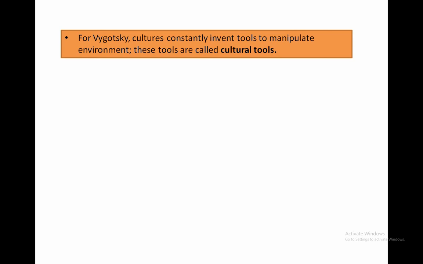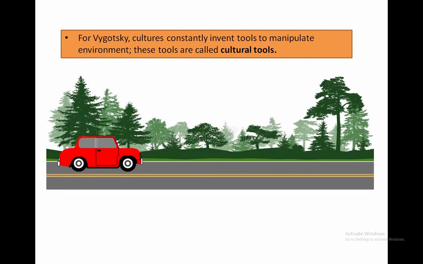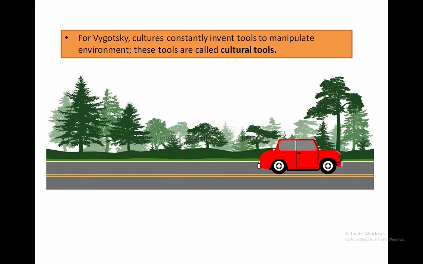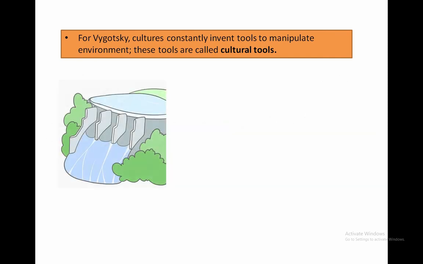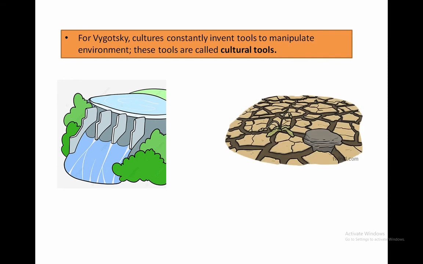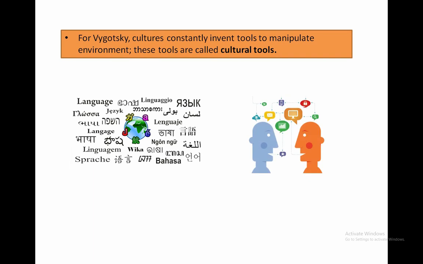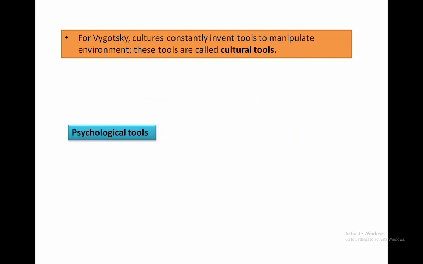Throughout history, people faced several challenges. To overcome these challenges, they came up with various tools. For example, cultures invented cars to manipulate time and distance. They also invented dams to manipulate drought, languages to manipulate communication, and finally, they invented psychological tools to manipulate various real-world problems.